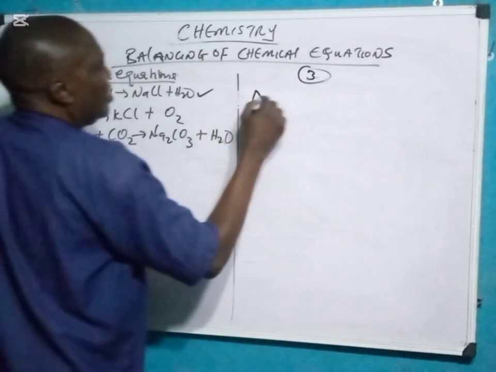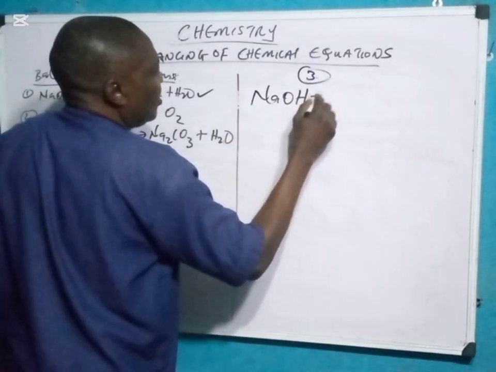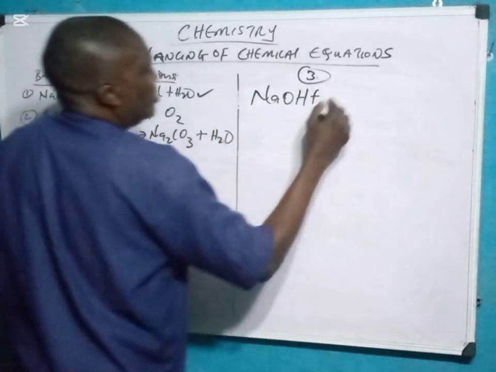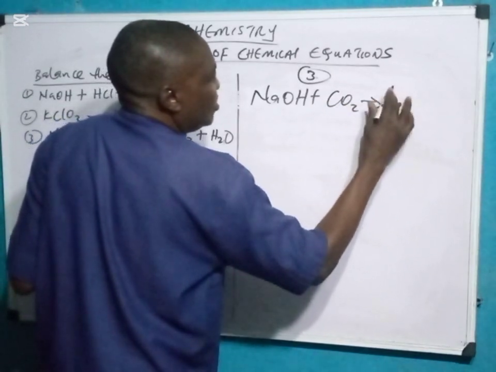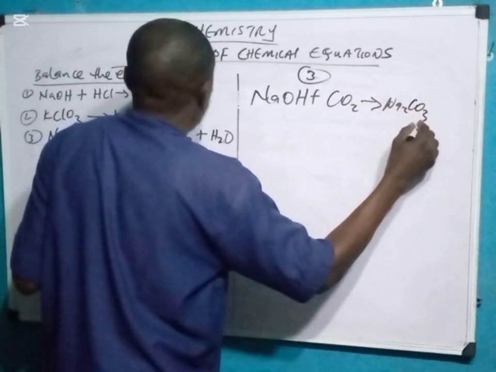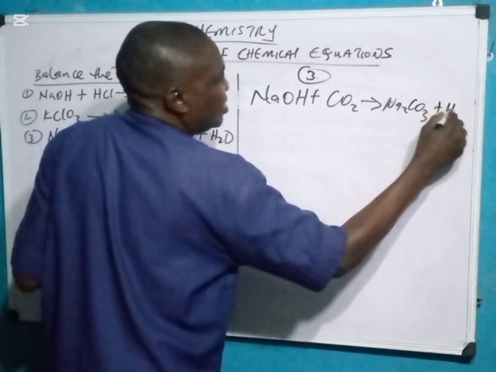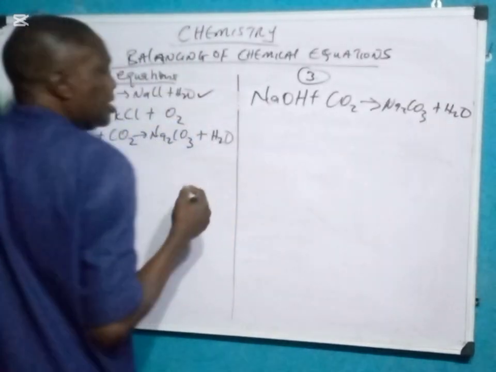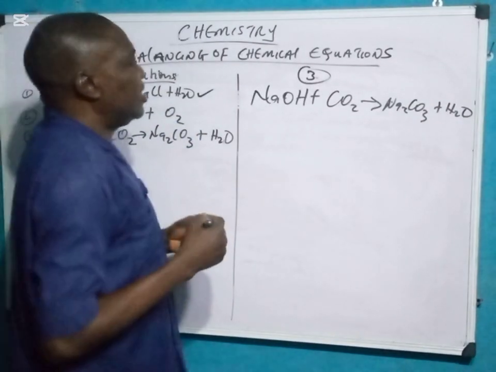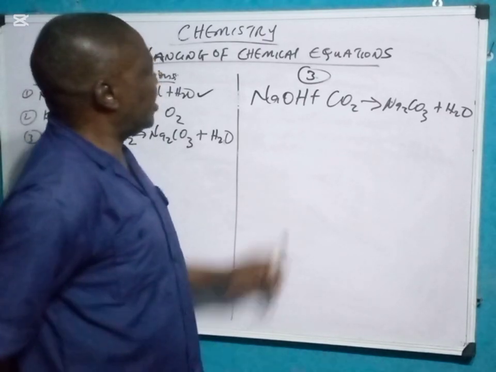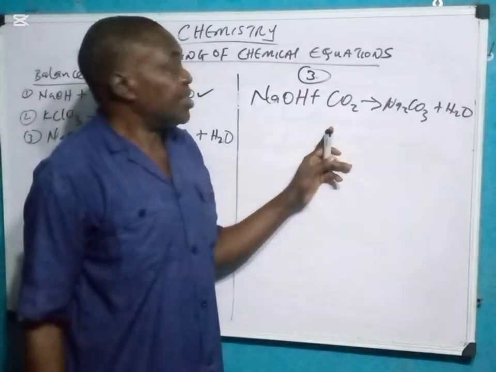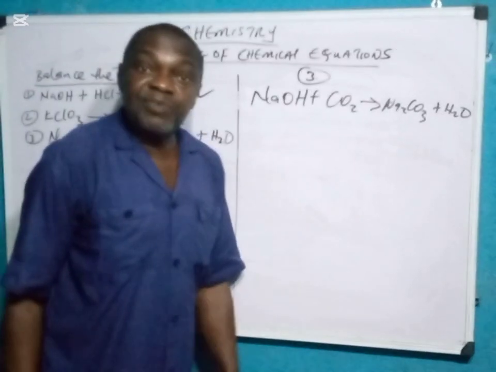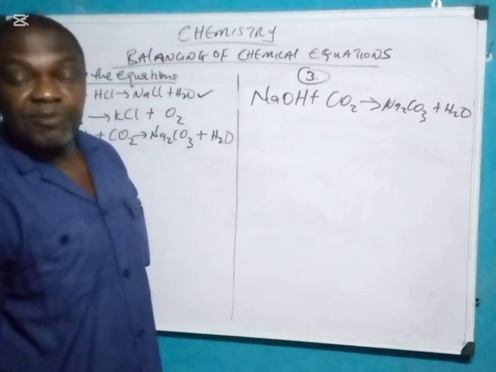NaOH plus CO2 to give you Na2CO3 plus H2O. So this is the third one we are told to balance. Now if you look at it, you have oxygen in two places, which makes it a little bit tough for you to balance.